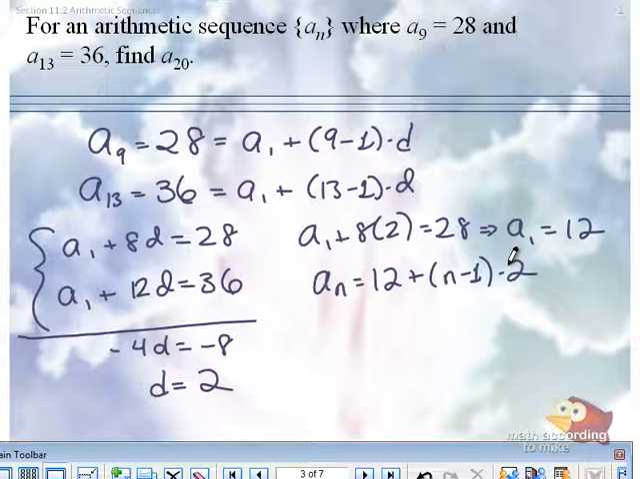Now, we're not going to clean this up per se, because they didn't say find a sub n. They said find a sub 20. So how would you find a sub 20? Plug 20 in for n. Without a calculator, what is 12 plus 20 minus 1 times 2? 50.